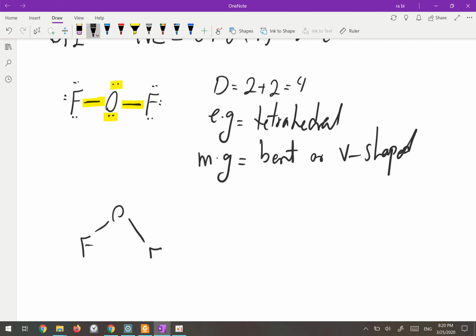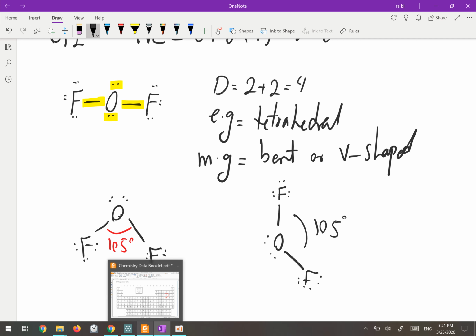F. It's like the water molecule. 2 lone pairs here. And what would be the angle? 105 degrees. Okay, so if you want to be more precise, you have one domain here, one domain here, one domain here, one domain goes into the board. I can put fluorine here, and these 2 domains I can make lone pairs. This angle is 105 degrees.